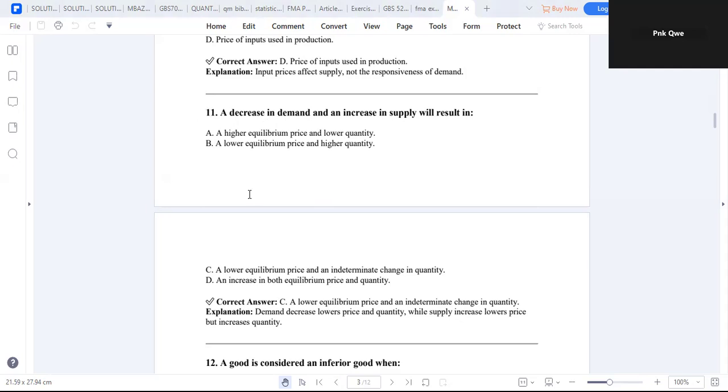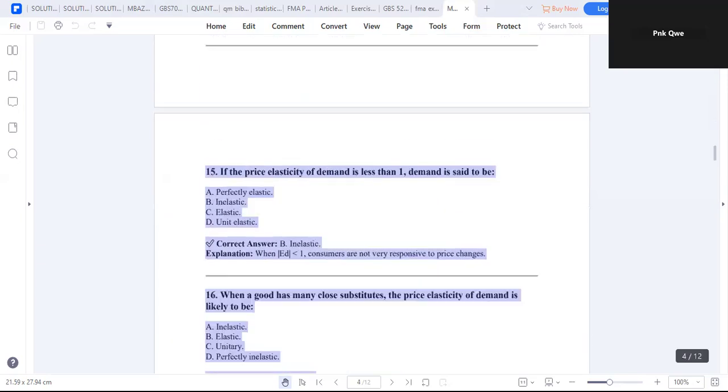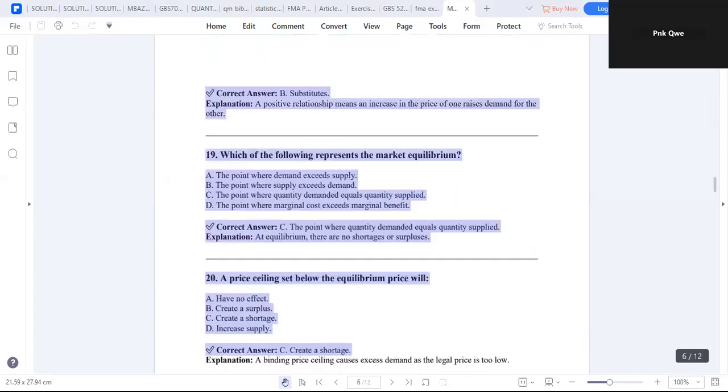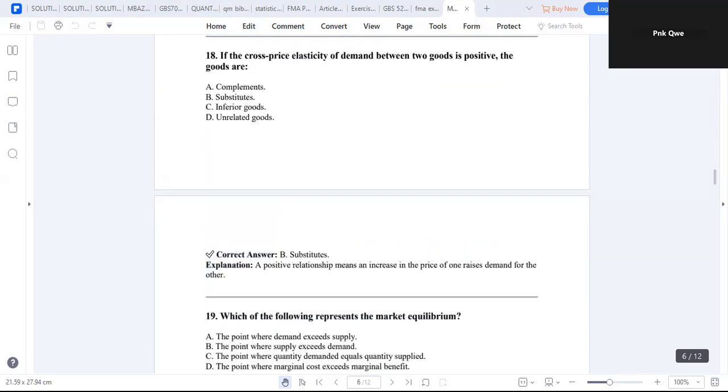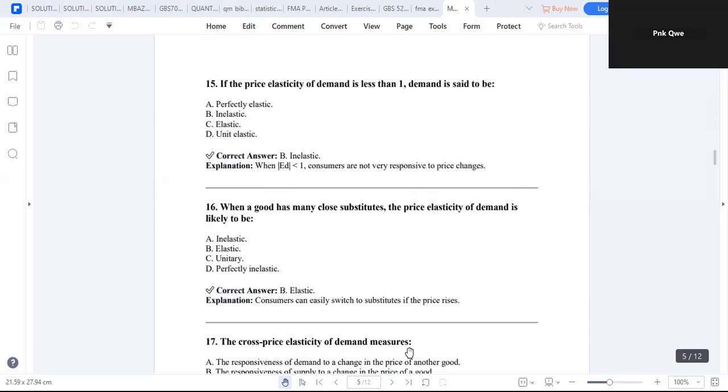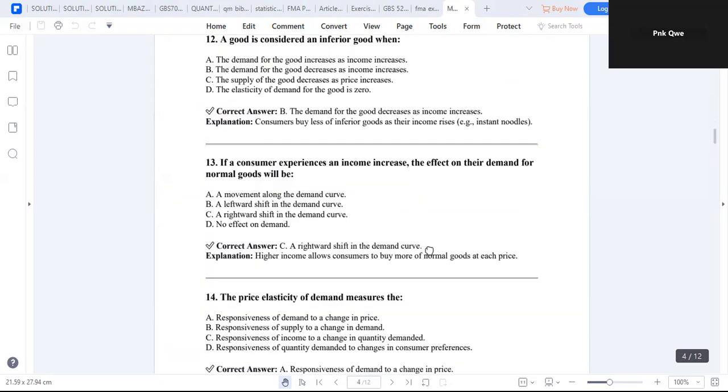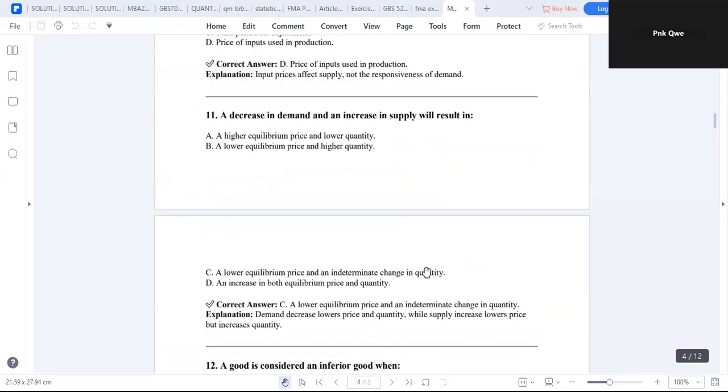Questions 11 and 12 up to 20, I will run through quickly, then we'll do the calculations in the afternoon, in the evening. Okay, are we following together? I hope.